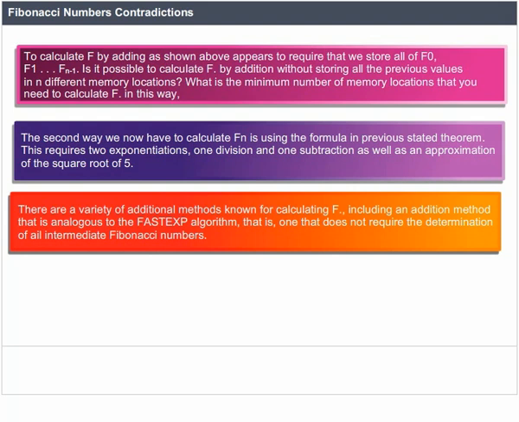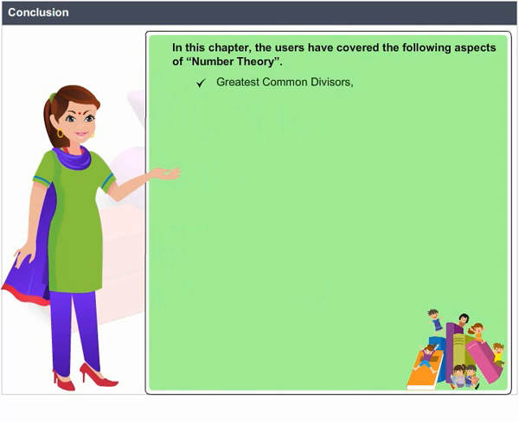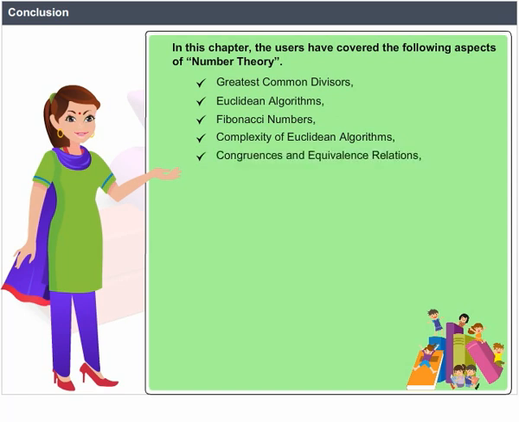Conclusion. In this chapter, you have covered the following aspects of number theory: greatest common divisors, Euclidean algorithms, Fibonacci numbers, complexity of Euclidean algorithms, congruences and equivalence relations, public key encryption schemes, dividends.